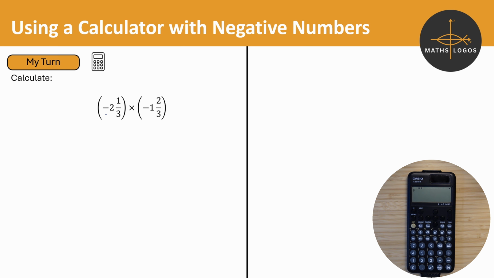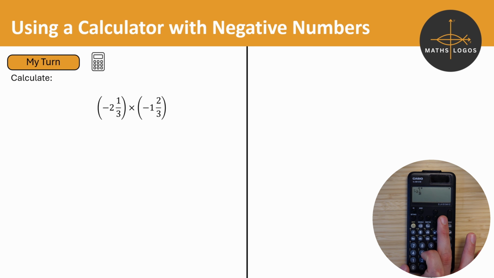In our next example, we've got some mixed numbers. So -2 1/3 multiplied by -1 2/3. Most calculators have a button that allows us to type in mixed numbers. If you notice above my fraction button, there's a small mixed number button. And in order to get that, I need to hit Shift and then hit my fraction button. Okay. Then I can type in -2 1/3.